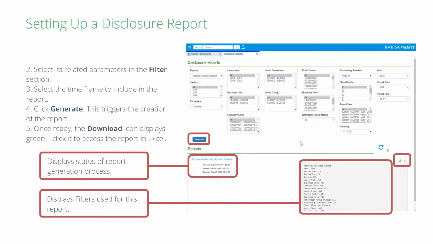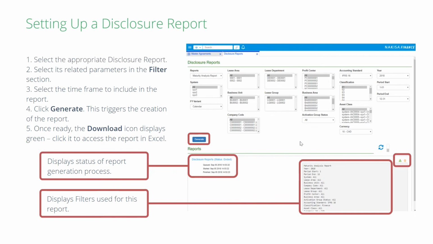Setting up a disclosure report. From this screenshot, we're able to view the filter criteria for the disclosure report. We're able to access disclosure reports by clicking on the main menu of Nakisa Lease Administration and selecting the Disclosure Report option. Over here, we're able to view the list of filters that are available within the disclosure report page.